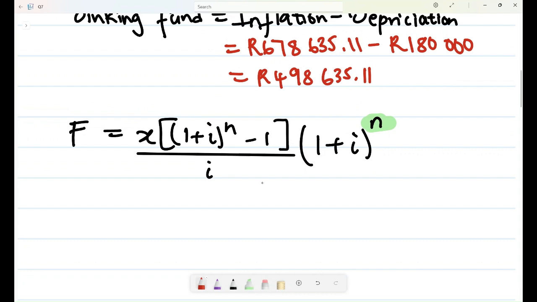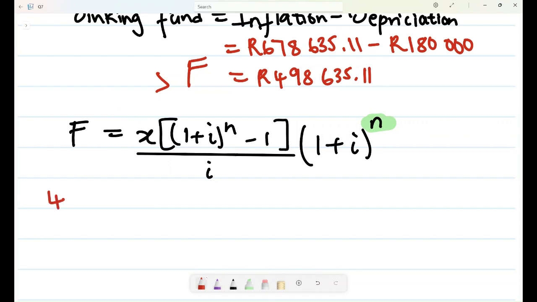So here, what is my F? My F is my sinking fund. My sinking fund is my future value. This is the amount that I want in the future, by doing regular payments of whatever specific amount thereof. So what is my F?